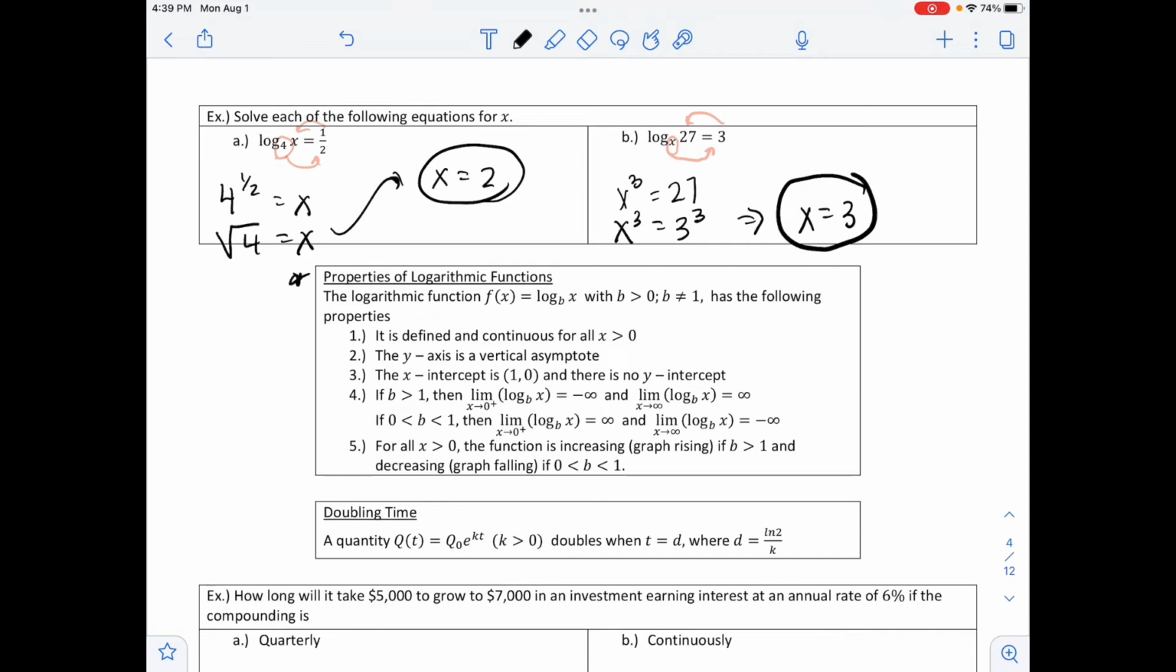5 says, for all x greater than 0, the function is increasing, or the graph is rising, if b is greater than 1, and decreasing, or the graph is falling, if b is between 0 and 1.